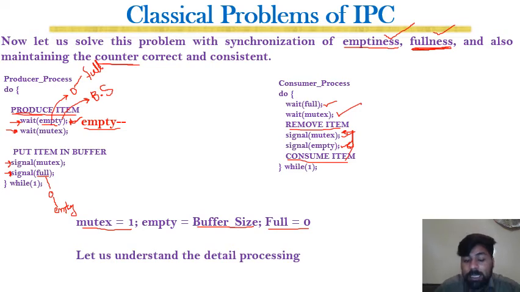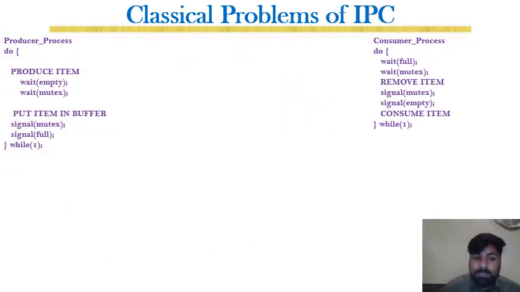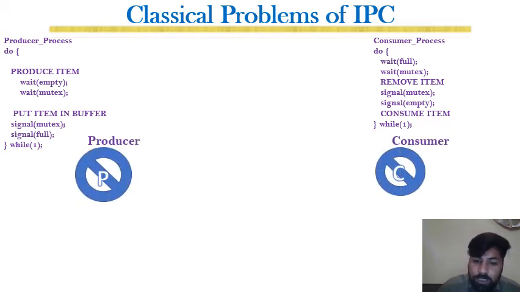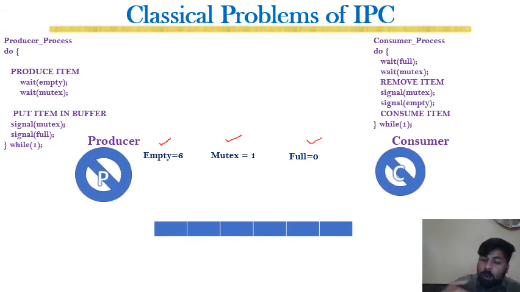Let us understand the detailed processing, that is, how this implementation actually works. So here are two processes, the producer process and the consumer process, and we have a finite, limited, fixed-size bounded buffer of size 6. Similarly we have three semaphores: the empty semaphore, the mutex, and the full semaphore. The empty semaphore shows how many slots are empty, so initially all of them are empty.